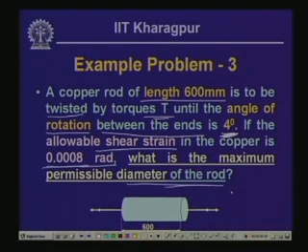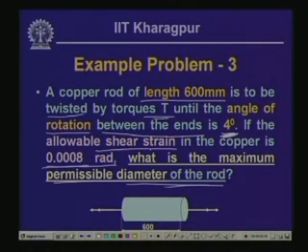Now, this is the rod which is of length 600 millimeter subjected to a twisting moment, and we will have to see that the strain does not exceed 0.0008 in that particular rod. Then what is the value of the torque, or what is the value of the maximum diameter to resist this much strain? Now, let us look into the solution.